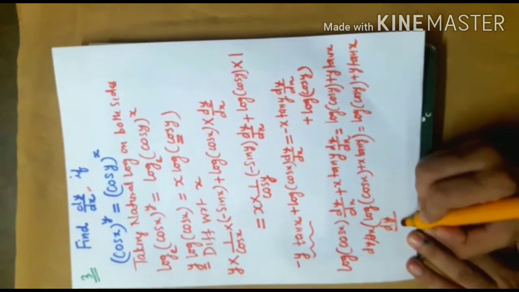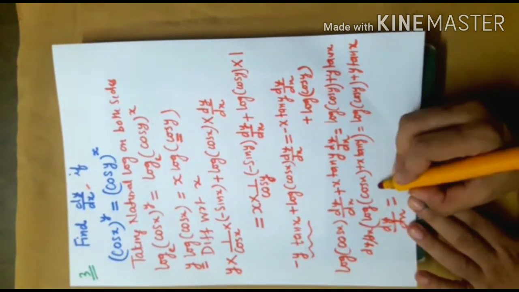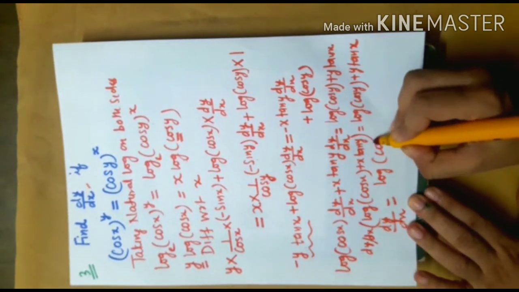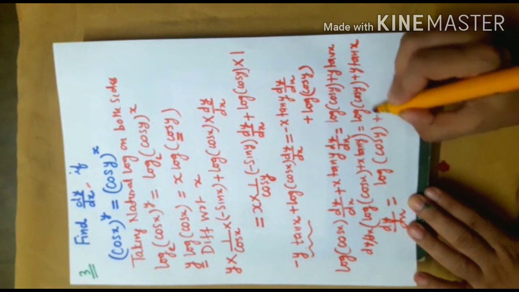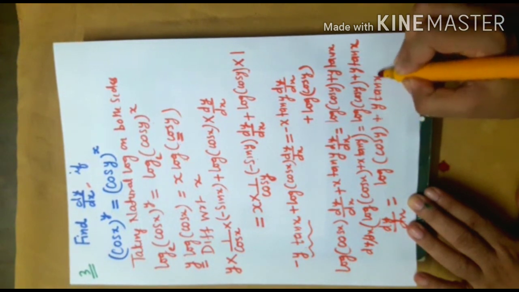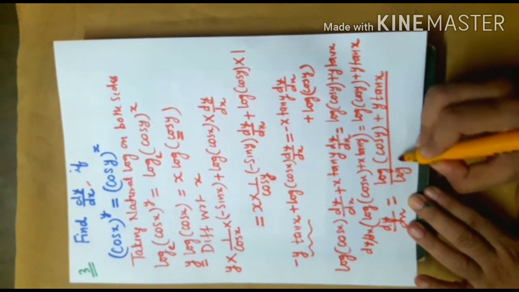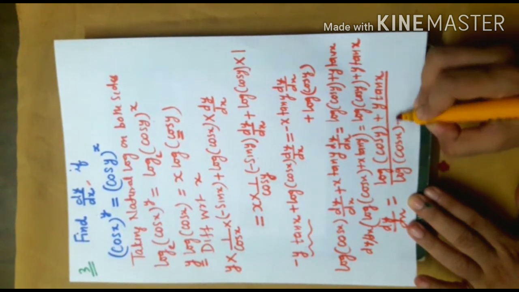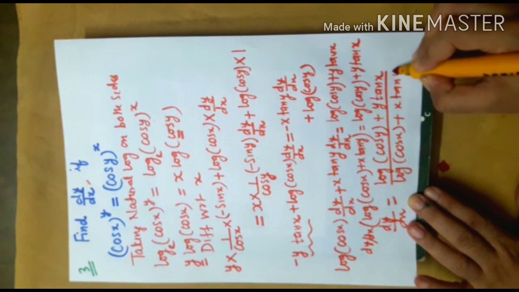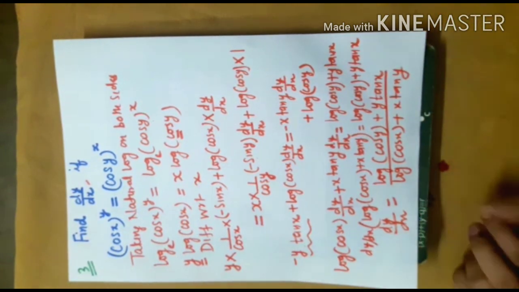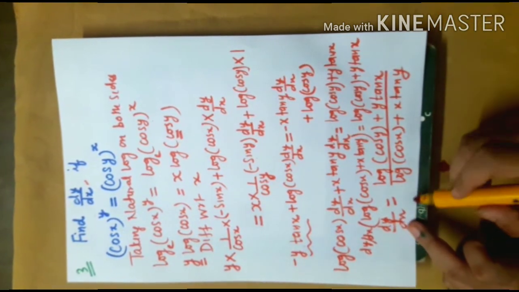So from here dy by dx will be equal to log cos y plus y tan x, whole divided by this log cos x plus x tan y. This is the value of dy by dx.